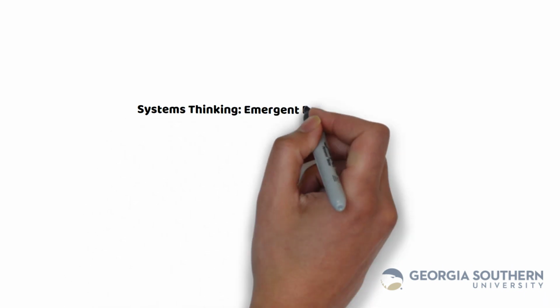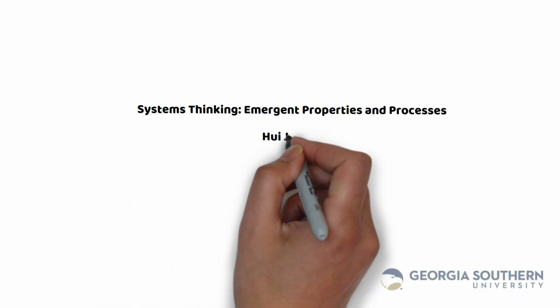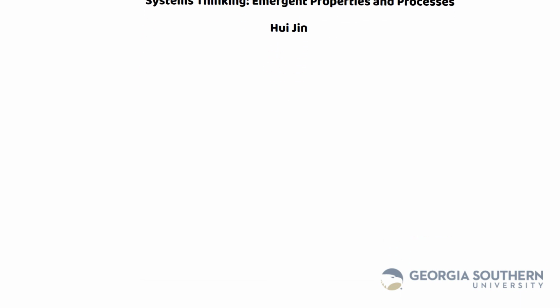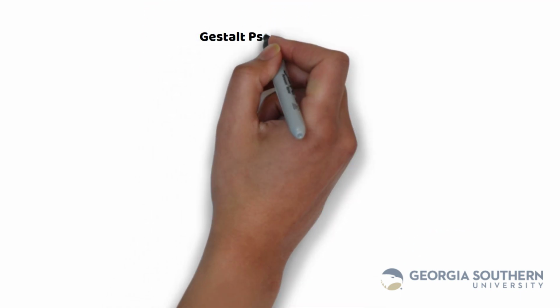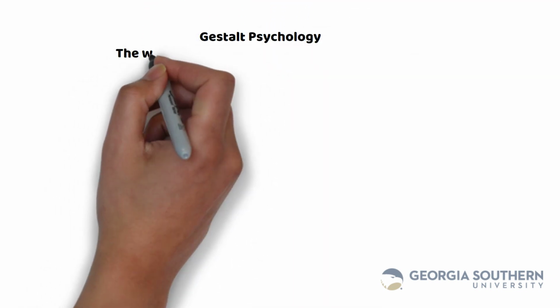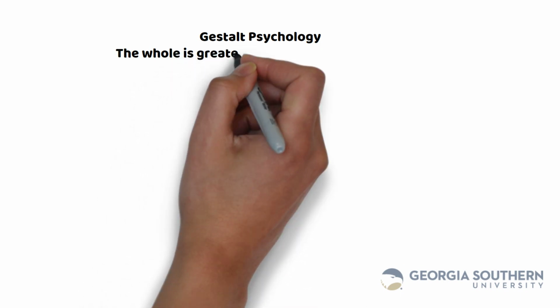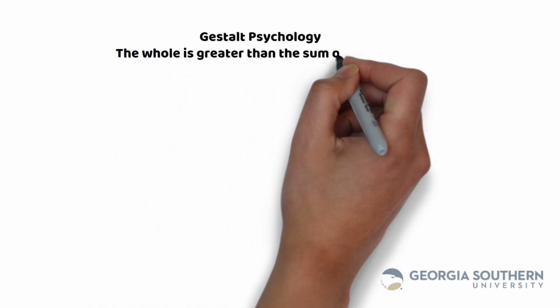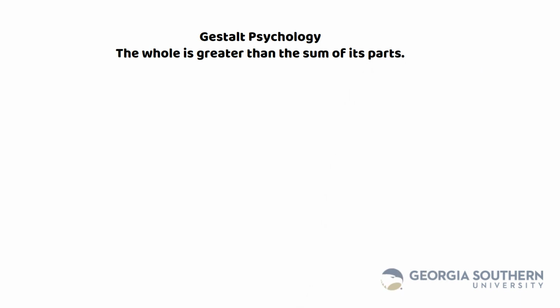Systems thinking, emergent properties and processes. Gestalten, meaning shape in German, is a school of psychology founded in the 20th century that laid the foundation for the modern study of human perception. Gestalten psychologists argue that the whole is greater than the sum of its parts.